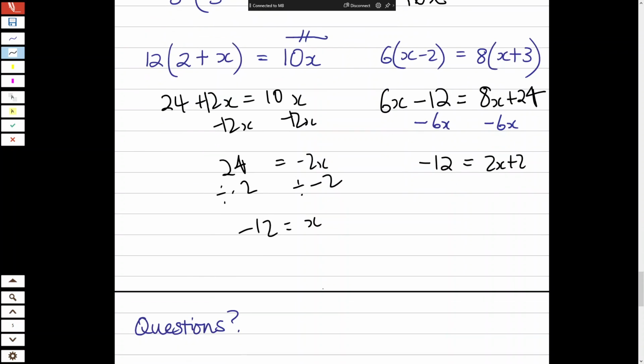All right, back to this equation now. Minus 12 equals 2x plus 2. I think we're nearly there. What should we do? Take away 2? Why is that going to get us closer to our goal? Very good. Last step, what should we do? Because we've got 2 times x.